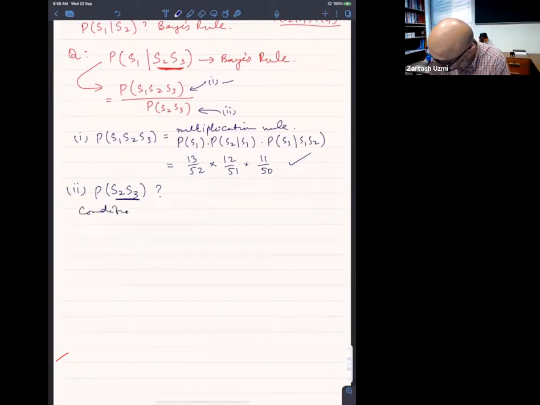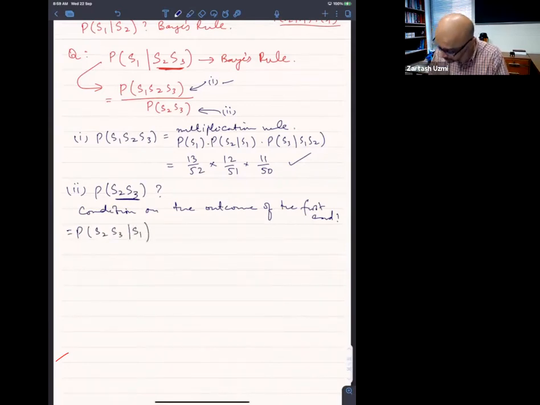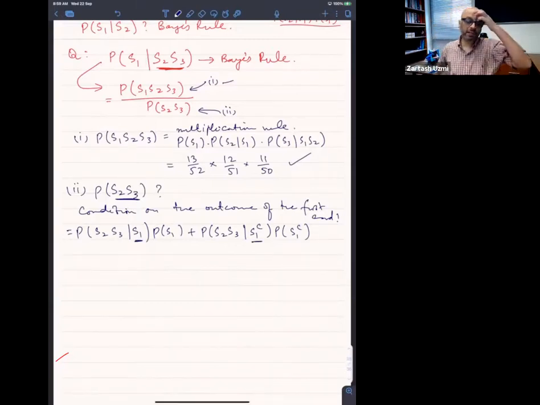Condition on the outcome of the first card. पहले कार्ड की आउटकम के ऊपर कंडीशन करें. So कैसे कंडीशन करें? This is equal to probability of S2 S3 given S1 into probability of S1 plus probability of S2 S3 given S1 complement into probability of S1 complement. Once again, S1 and S1 complement, mutually exclusive, exhaustive. So I can write this expression. ये conditioning से जो partition की expression है, I can write this.